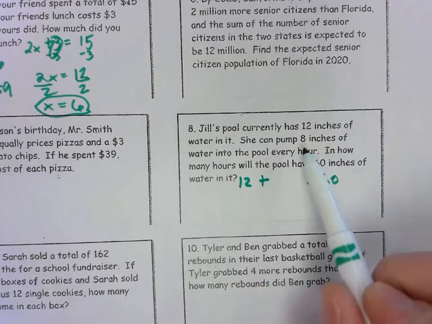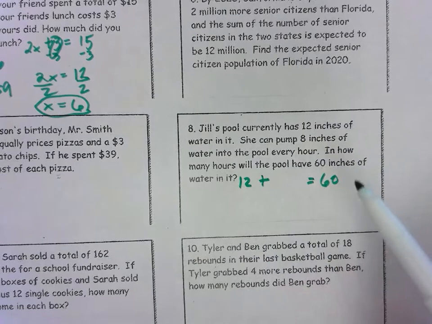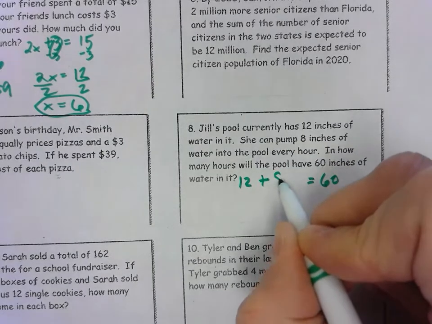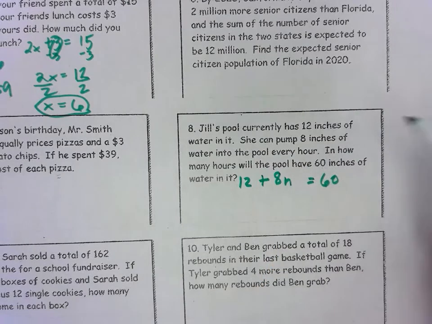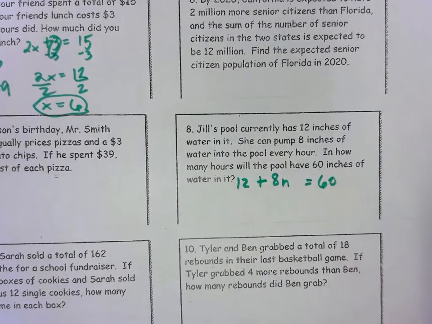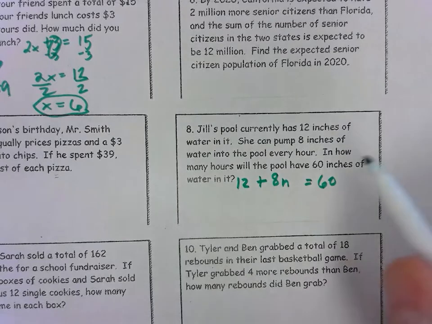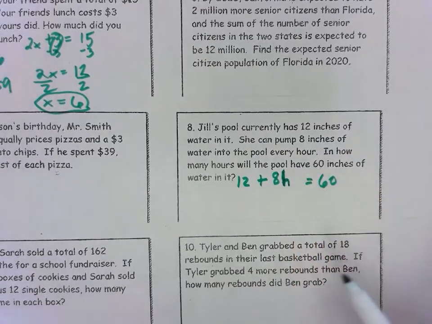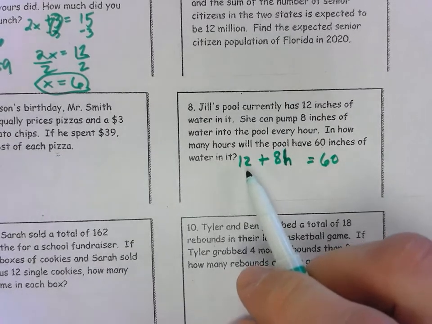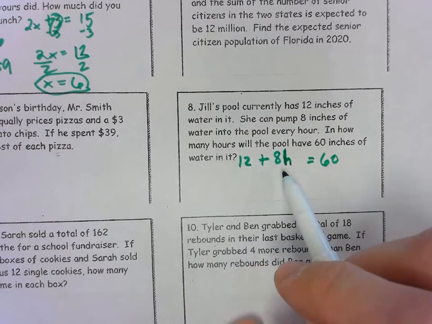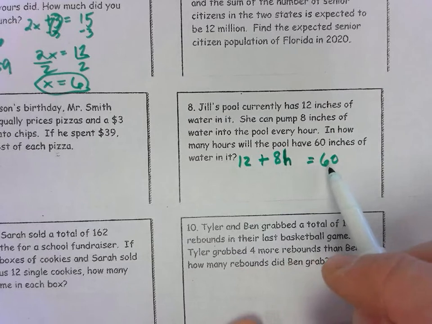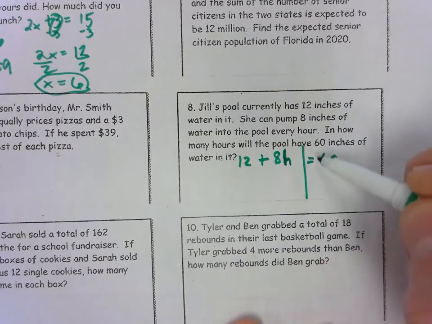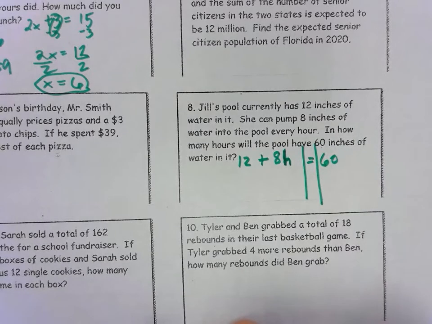Plus, she can put 8 inches of water into the pool every hour. We're going to figure out how many hours it's going to take. You can use H if you want to for hours. That's probably good. Let's do 8H. Okay, so it's got 12 inches of water in it. She's going to pump 8 inches of water in there every hour, and she wants it to have at least 60 inches of water in it when she gets to that level of hours. So let's find out how many hours that is.